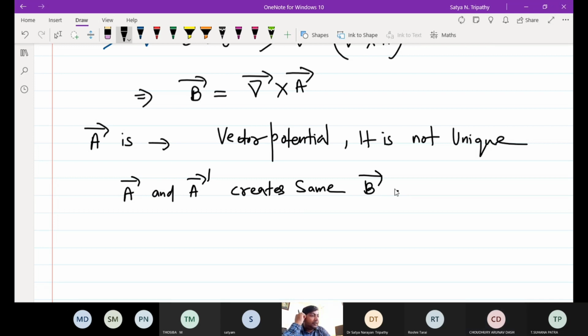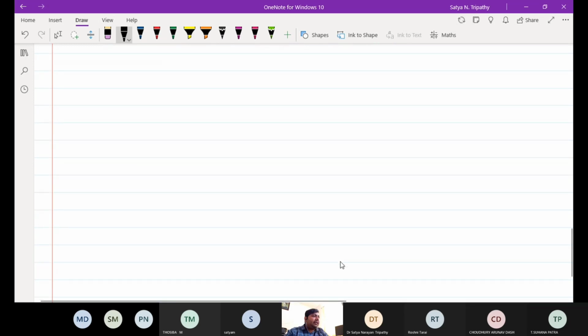Yes, sir. Okay, so try to understand that we can have many vector potentials that create the same magnetic field. That's why I am calling it not unique. That is basically the basis of gauge transformation. We'll discuss that in more detail. Now the next discussion is in electrostatics.